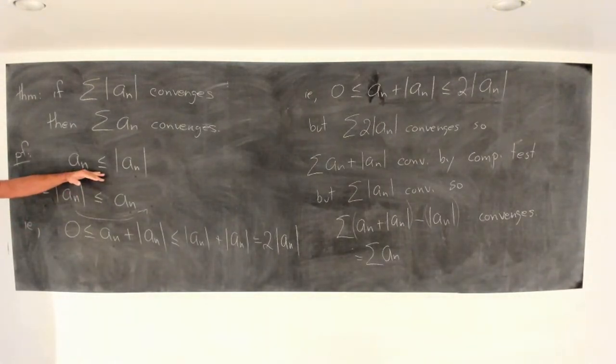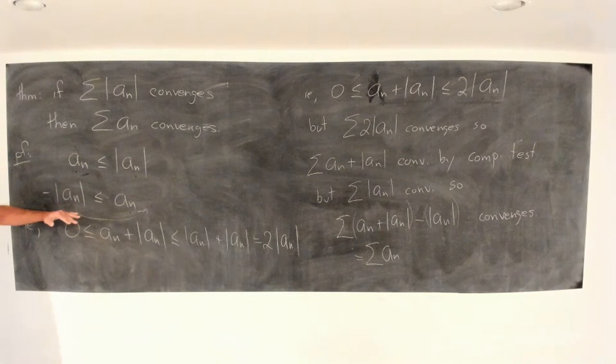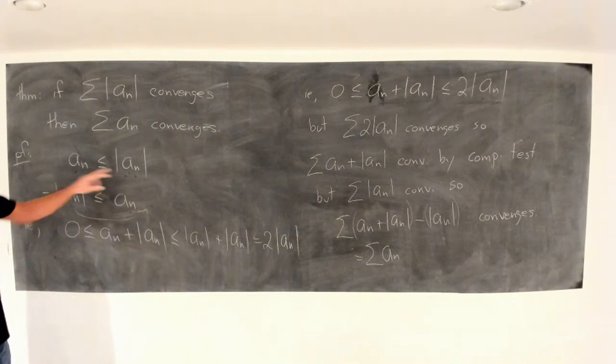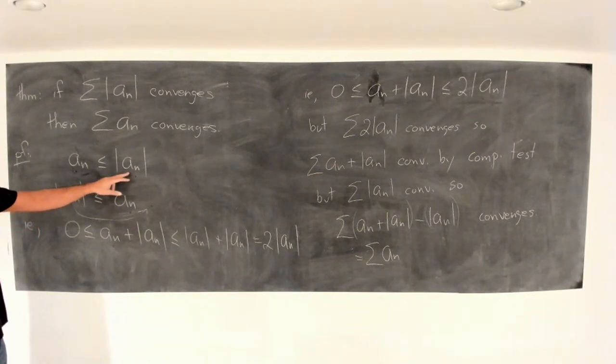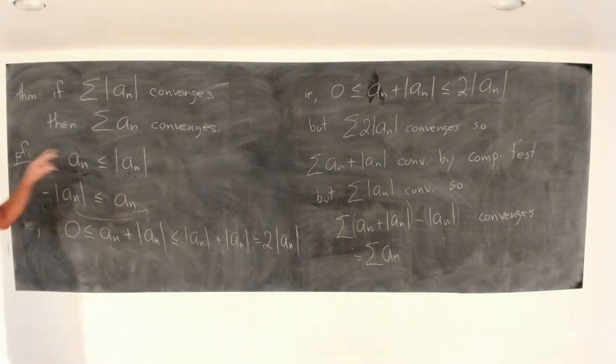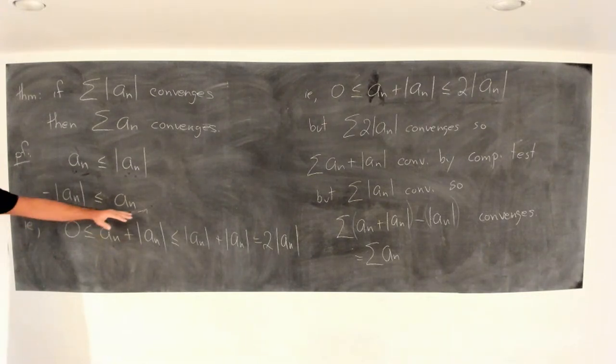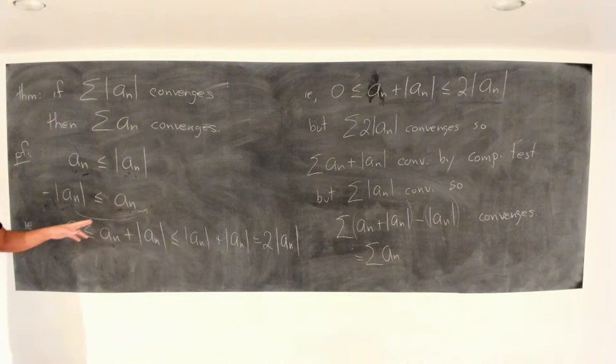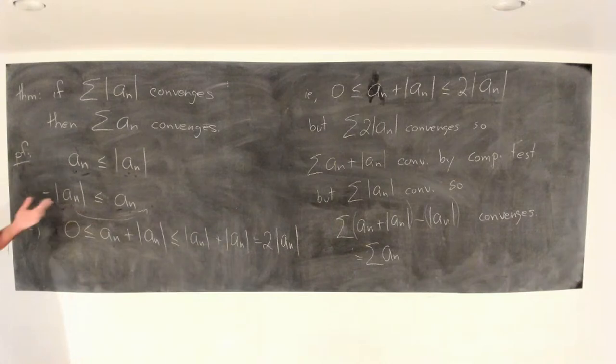Well, if you were comfortable with this inequality, I'm just saying that there's a similar inequality going the other way, right? Here, if an is positive, they're equal. And if an is negative, this is negative and this is positive. So of course, this is going to be bigger than that. Same thing here. If an is positive, this is positive and that is negative. So of course, the inequality is correct. And if an is negative, then convince yourselves that they're both equal. So it's still fine.